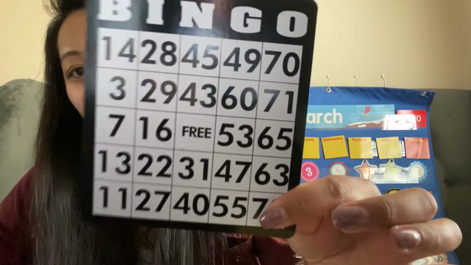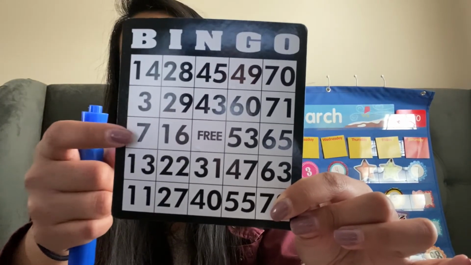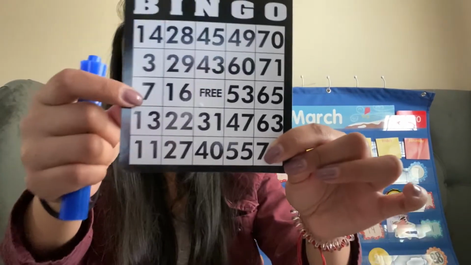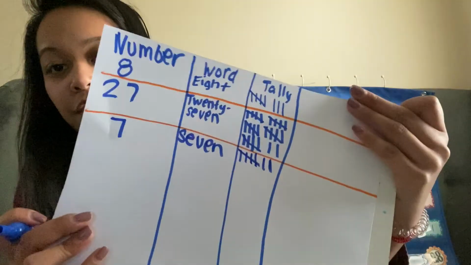Again, I have a lot of games at my house. So I have some bingo cards here. And there's tons of numbers on here. So I'm going to go ahead and pick a few. So the first number I'm going to pick is number 7 right here. So I'm going to go ahead and write the number 7. And then I'm going to go ahead and spell it out right here. And then I'm going to practice my tally marks too. Just like that.